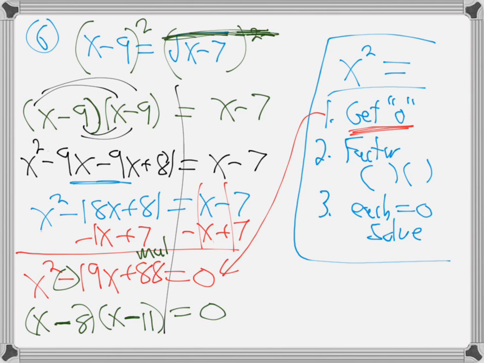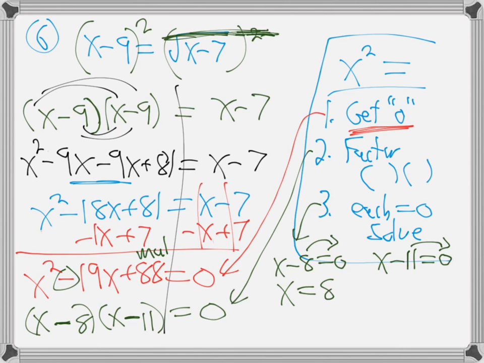That's perfect. And then so that's step 2, factor. Step 3, they each get their own 0, don't they? Right? Why is that? Because if 2 things multiplied together equal 0, either one could be 0 to make that happen. Bump the 8 over, bump the 11 over. X is 8, X is 11.